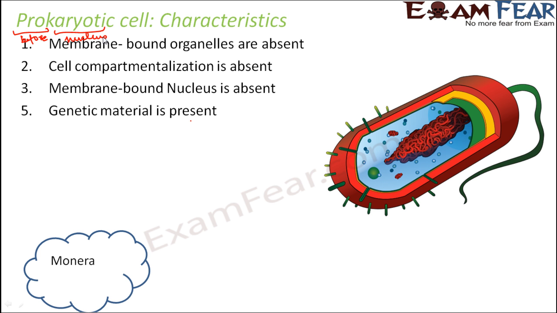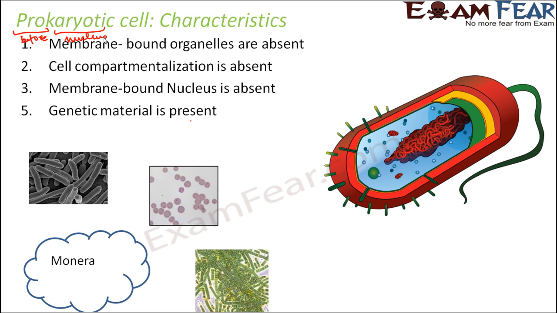When you talk about the shapes of prokaryotic cells, they exist in a variety of shapes, which we will see very soon. For example, bacteria can be rod shaped. When you talk about the mycoplasmas or the blue-green algae, not all of them have the same shape. These cells can exist in a variety of shapes and sizes.